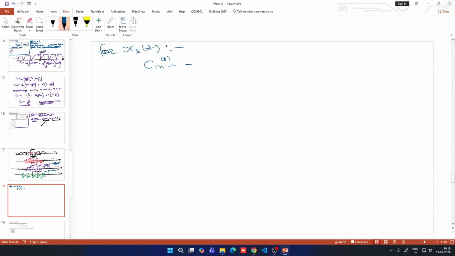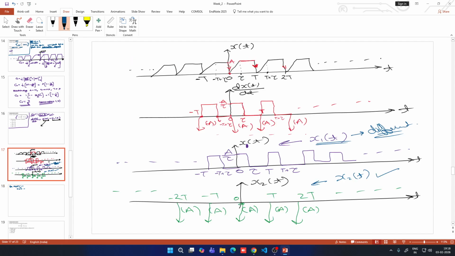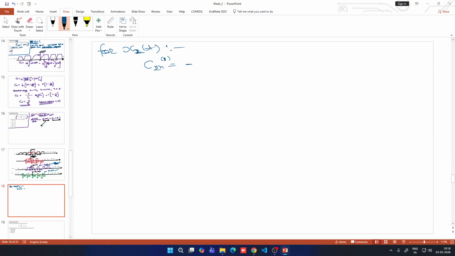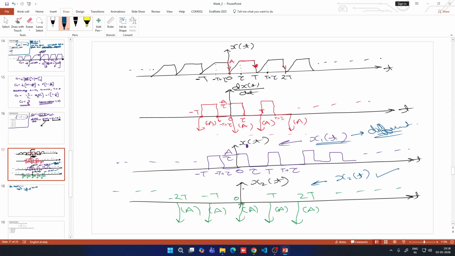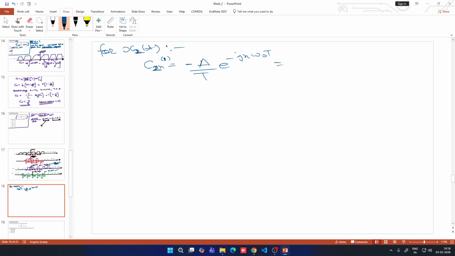and let's say for this x2, because now I've denoted x2 as this impulse train, right? So x2, we know x2 of n simply will be minus a by t into e to the power minus j n omega naught t. Since there is no shifting happening, it starts from 0, only the amplitude is negative, we just simply have to write minus a by t. This is for the x2.